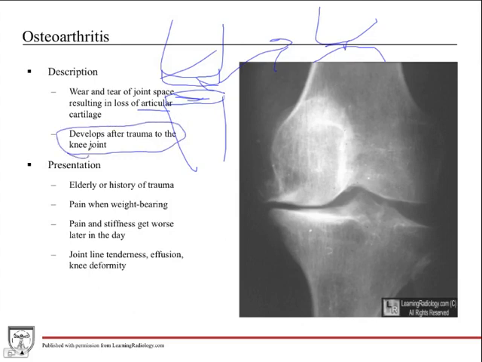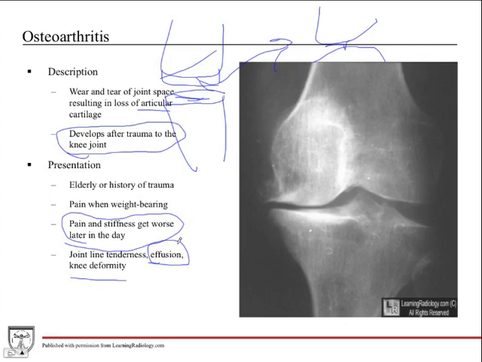Presentation: it's usually elderly, history of trauma, pain when weight bearing especially, so anytime people are putting weight on their knees. Pain and stiffness that gets worse later in the day. Remember, that's a big distinction with rheumatoid arthritis, which is actually worse and then gets better during the day. Joint line tenderness, so if you palpate along here on the knee joint, you'll feel that it's tender. You could even see effusion, and knee deformity if the arthritis is really bad and the bone on bone interaction and the weight bearing has caused actual physical destruction or damage to the knee itself.